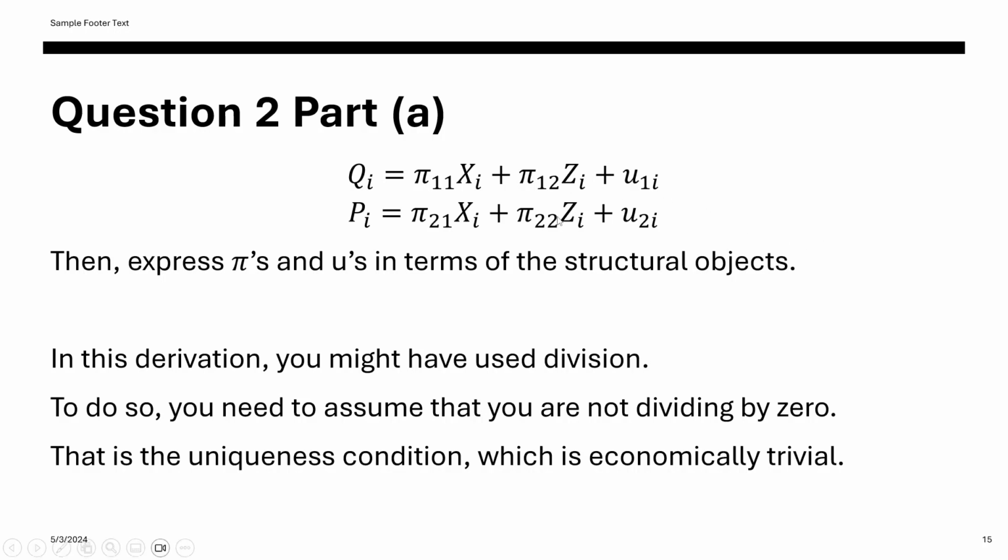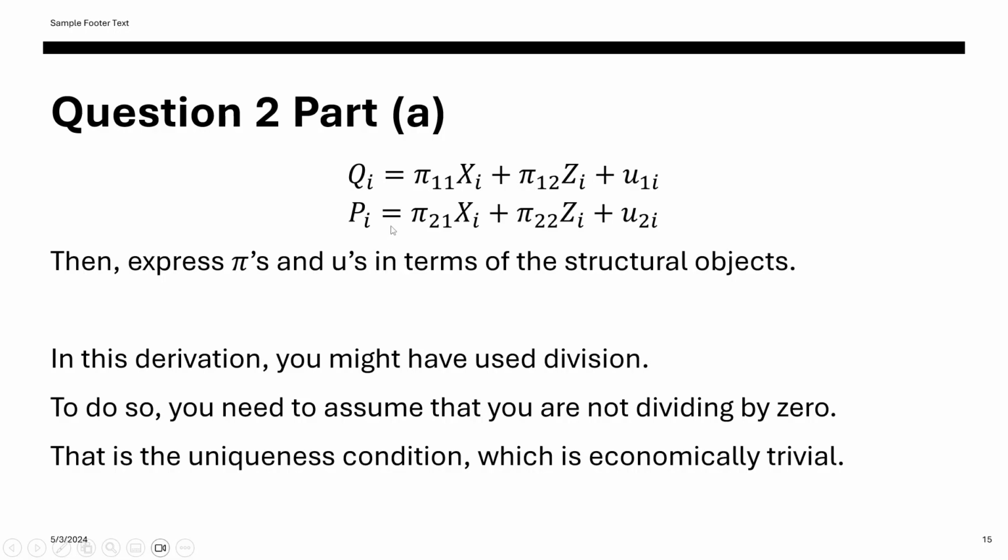Of course, the new notation pi 11, 12, 21, 22 and u1, u2 are just notation. They correspond to something based on structural parameters and structural error terms. So you have to express them.